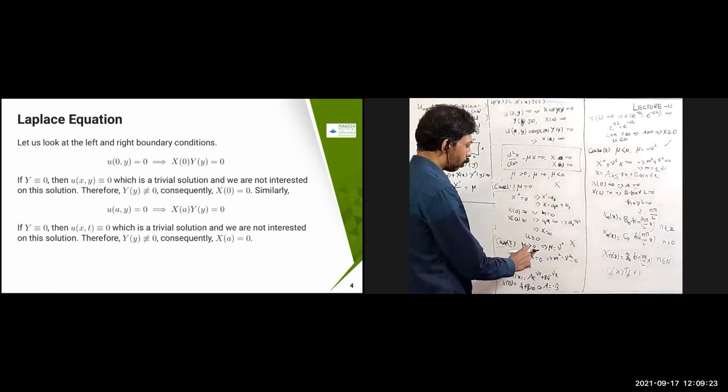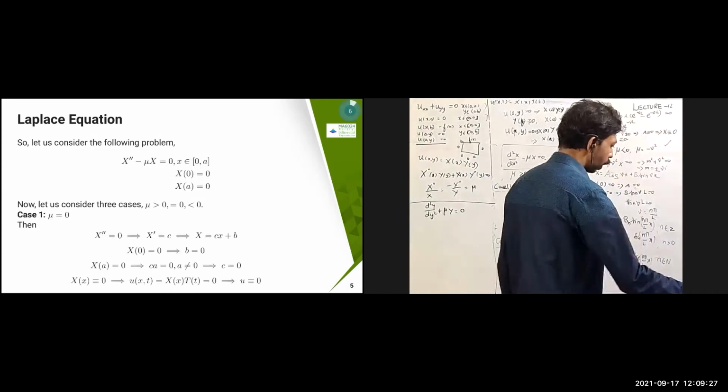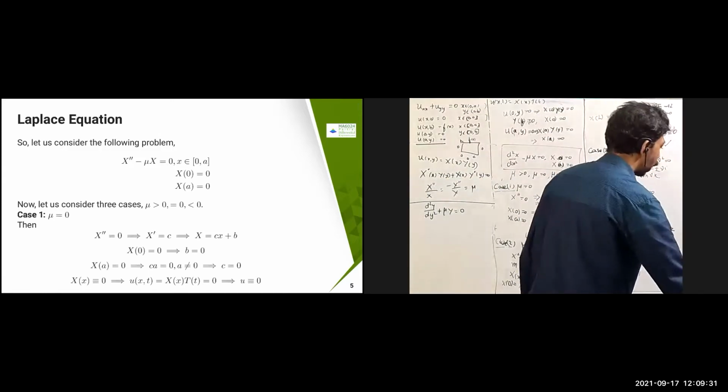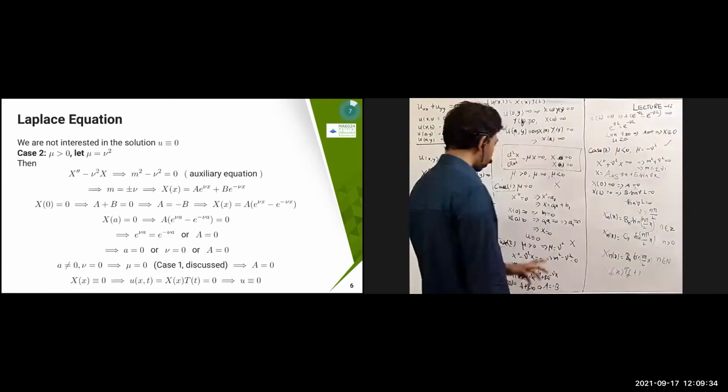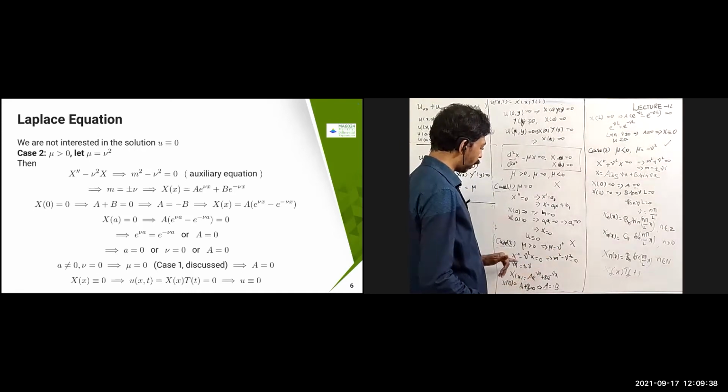Now, mu greater than 0 means I'm going to have again the same thing. So mu equal to 0 is done. Now, mu greater than 0, and again I'm going to take mu equal to mu square, then you are going to get mu square x equal to 0.